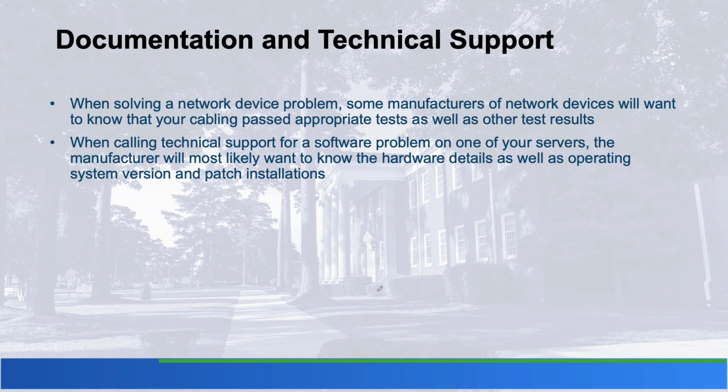When solving a network device problem, some manufacturers of network devices will want to know whether your cabling passed appropriate tests. So when we install, we typically have a cable tester that we run to make sure that the cable is up to specifications. Make sure that there's no crosstalk. We make sure that there's no interference in the cabling. And we use a cable tester to do that. So we can document our cabling and we can look at the interference and types of crosstalk that is occurring.